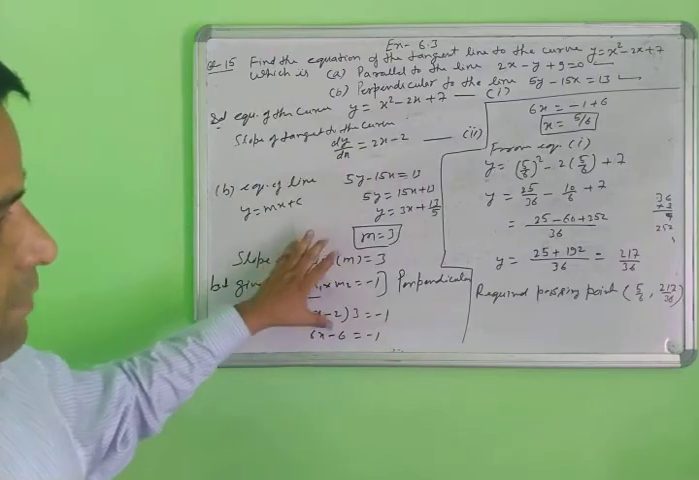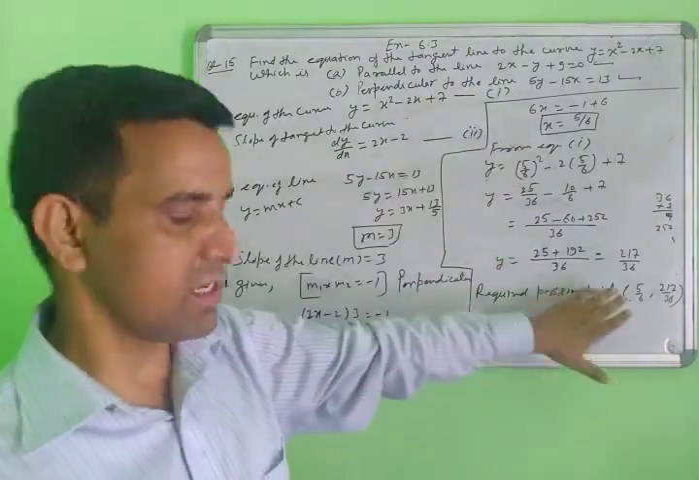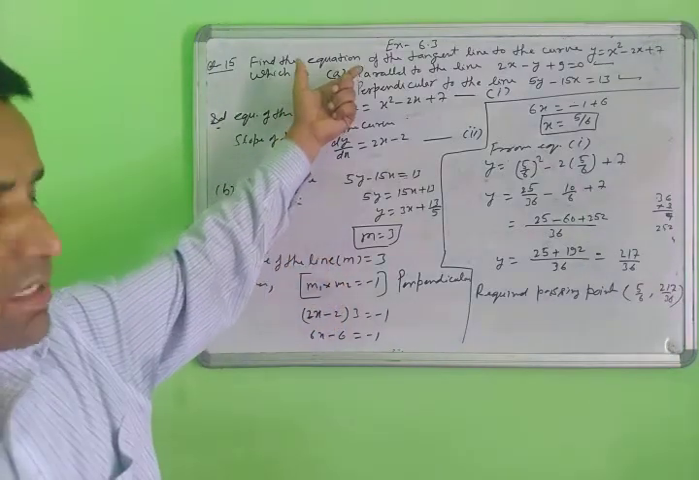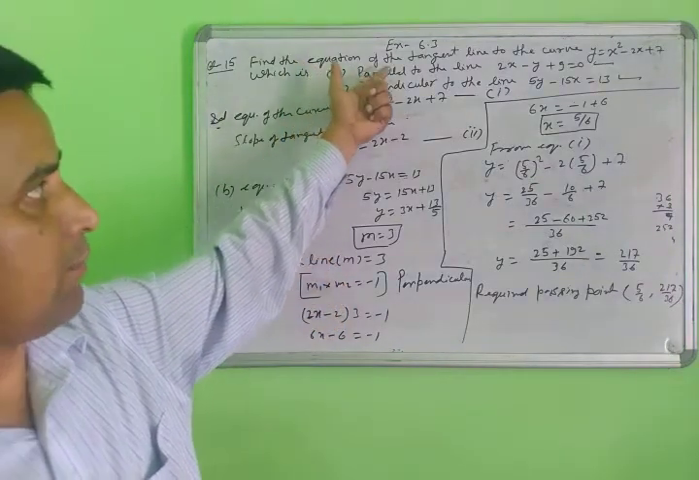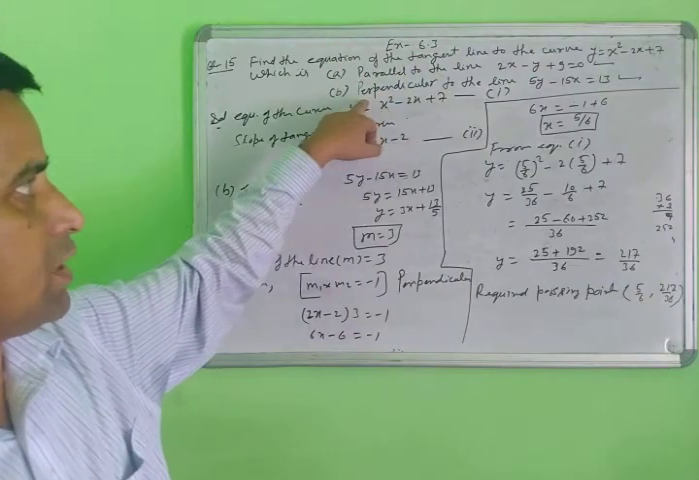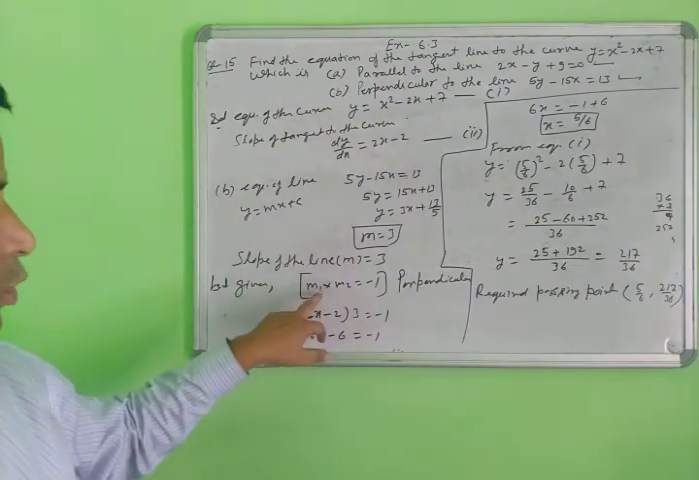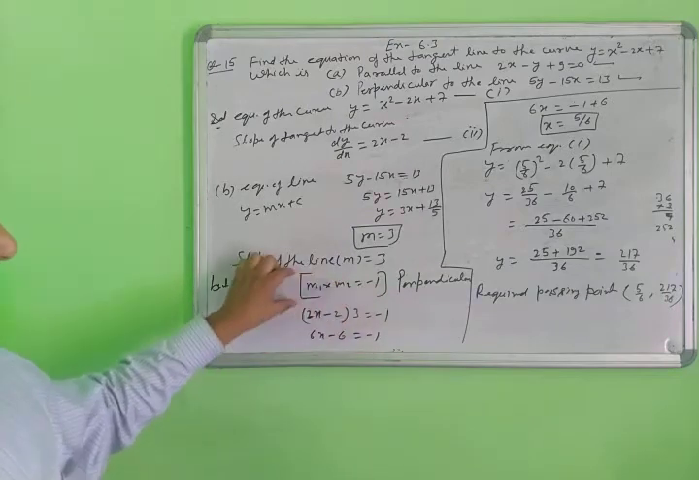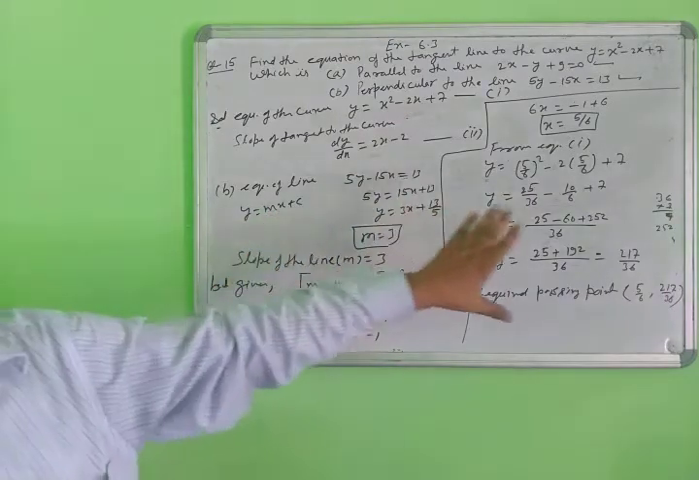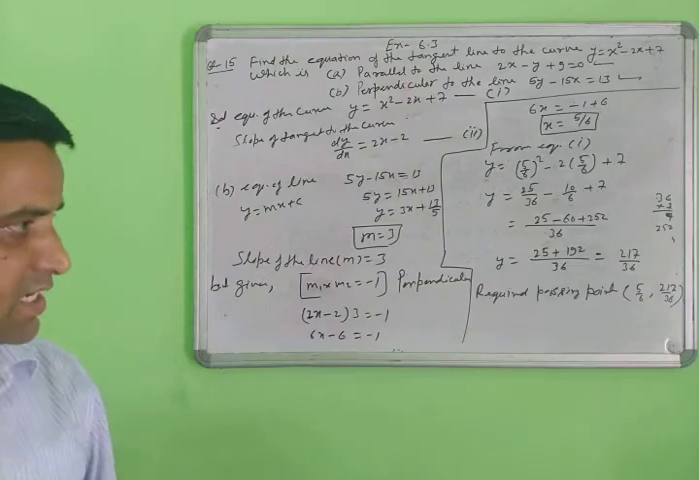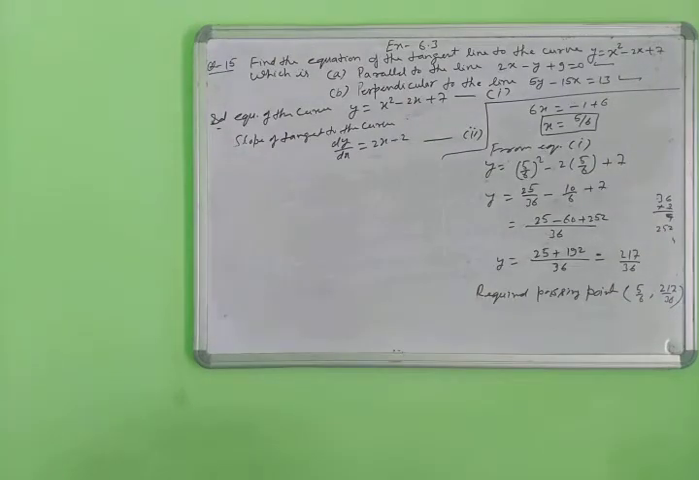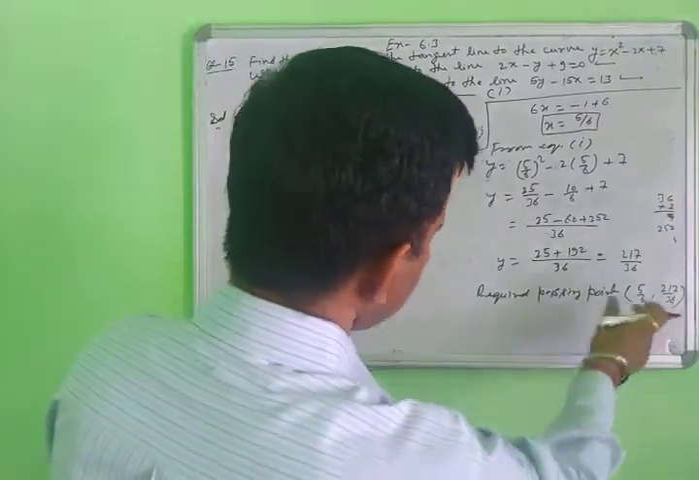This thing is changed; otherwise everything is the same. Only the given condition changes: for the parallel condition both slopes are equal, and for the perpendicular condition the product of both slopes is equal to minus 1. Only this place changes, otherwise nothing else changes. Yes, note it down. Next, we have the required passing point.